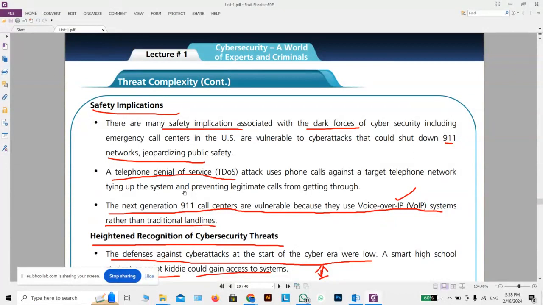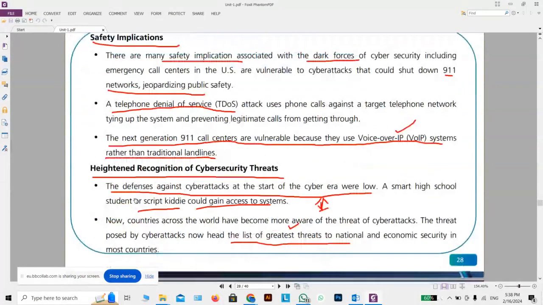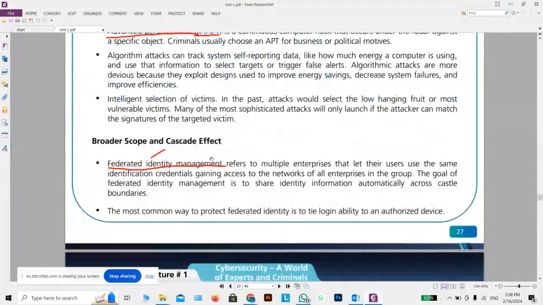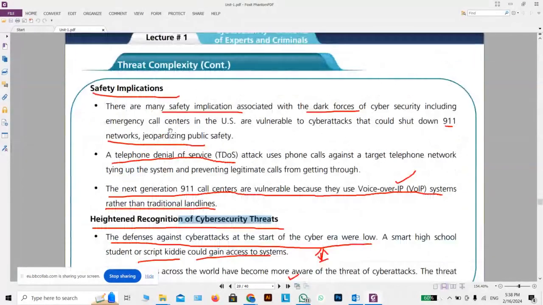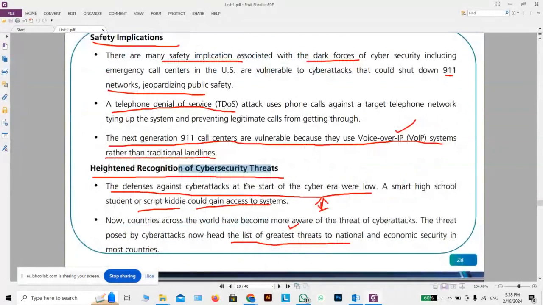Okay, so now the defense against cyber attacks. At the start, as we were talking, we highlighted recognition of cybersecurity threats. In this environment where we have advanced persistent threats and related implications, it's not the job of some script kiddies, but here you face the greatest threat to national economic security. So we should be more aware of the threat of cyber attacks.